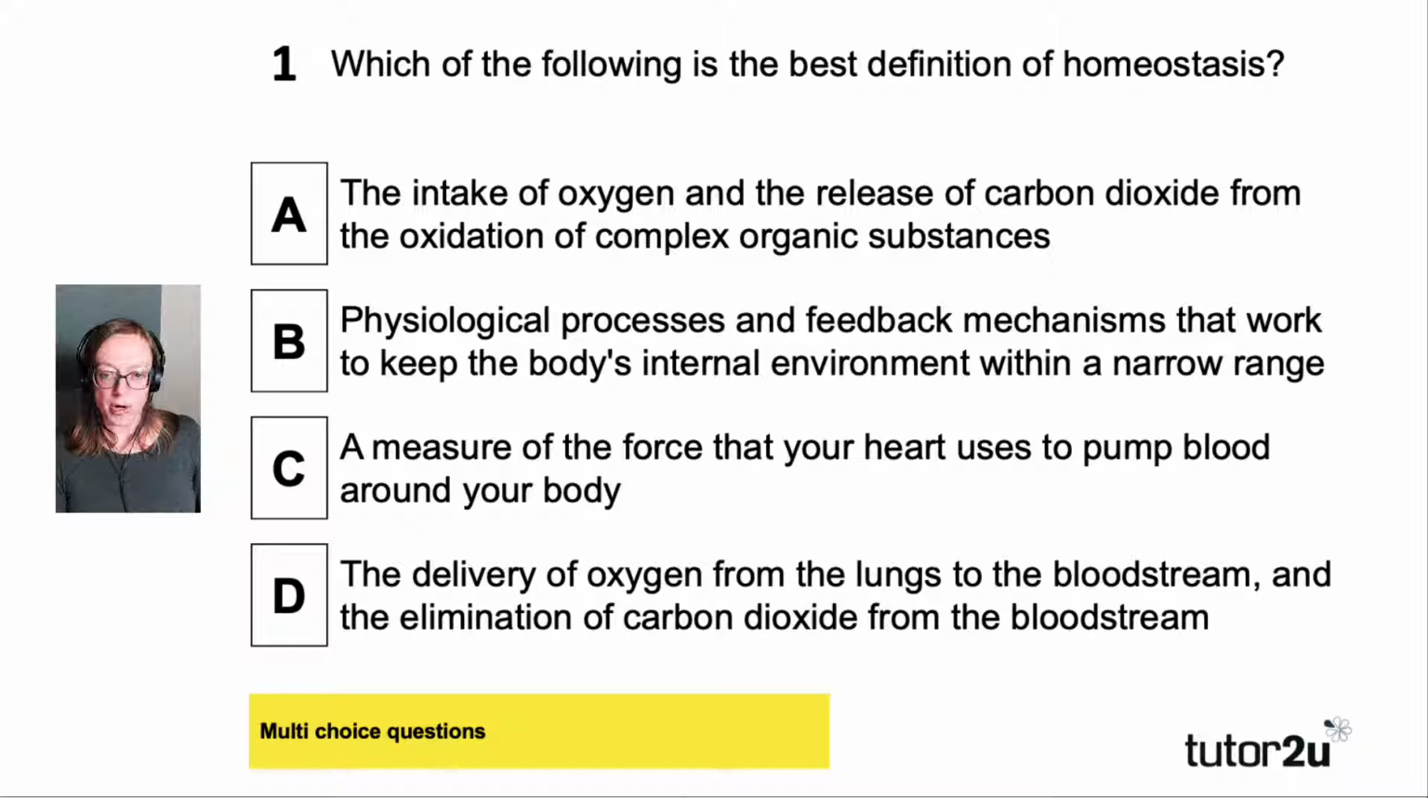B, physiological processes and feedback mechanisms that work to keep the body's internal environment within a narrow range. C, a measure of the force that your heart uses to pump blood around your body. Or D, the delivery of oxygen from the lungs to the bloodstream and the elimination of carbon dioxide from the bloodstream. So I'll just give you a moment to consider that. I'm looking for A, B, C or D.